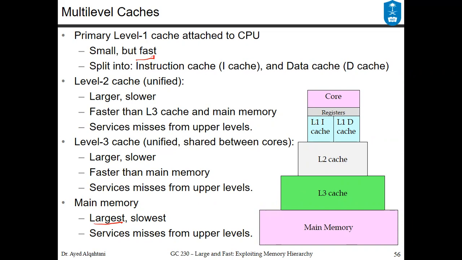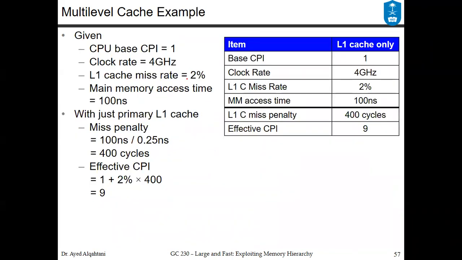To understand this, here's an example. This is a multi-level cache example. At the beginning, you have the CPU base CPI equal to 1. I'm trying to organize the given information in a table. So you're given the CPU base CPI equal to 1, the clock rate equal to 4 gigahertz, the level 1 cache miss rate is 2%, so that's the miss rate, and the main memory access time is 100 nanoseconds.